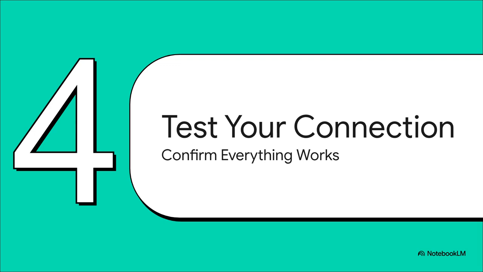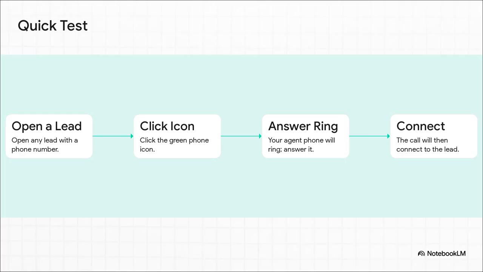Now for the fun part. Let's make absolutely sure everything is working perfectly. It's time to run a quick test. Testing this is super simple. Just go to any lead in your LeadSquared account. You should now see a brand new green phone icon right next to their number. Go ahead and click it. What'll happen is your agent phone will ring first. Answer that, and then you'll be automatically connected to the lead.